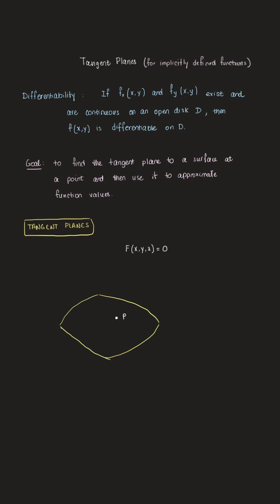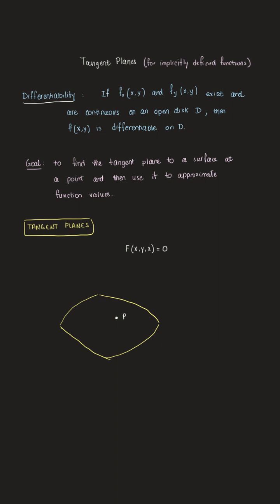Okay, in this video, we want to find a tangent plane to a surface at a point. So we first have to ensure that the function that we're dealing with is differentiable. If a function is not differentiable, it's not going to have a tangent plane at a point.